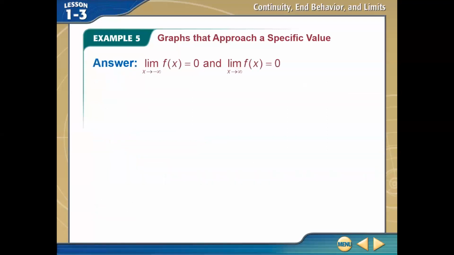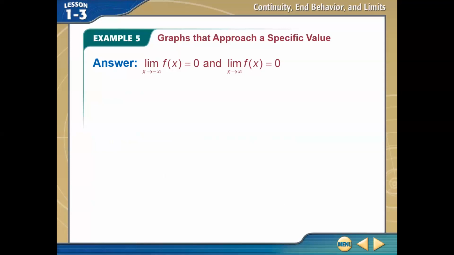And we can list our answer this way. Once again, end behavior is a required thing: the limit of f of x as x approaches negative infinity, and the limit of f of x as x approaches positive infinity. The zeros will change depending on the function and the graph.